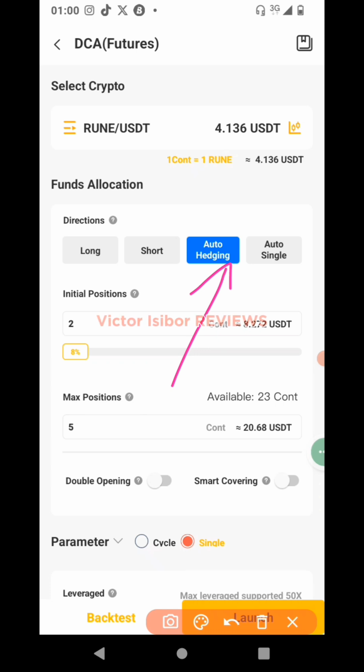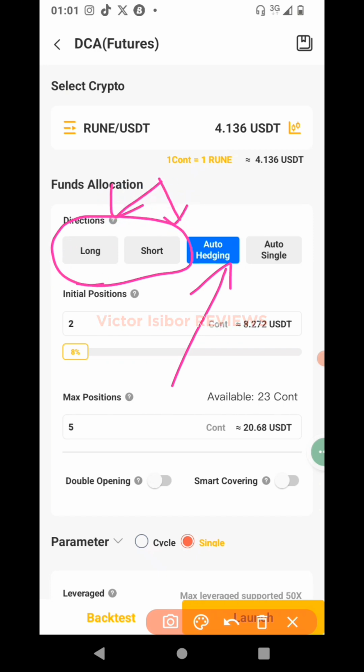I'm now telling the robot, I don't know where the market is going, whether up or down, short or long. Open both directions for me at the same time. Then use your deep learning artificial intelligence to allocate more of my capital in the direction of the market. Okay, so auto trading is a combination of both long and short at the same time.